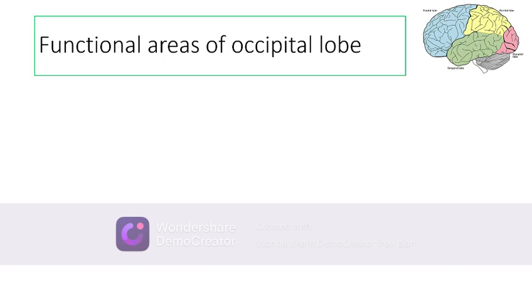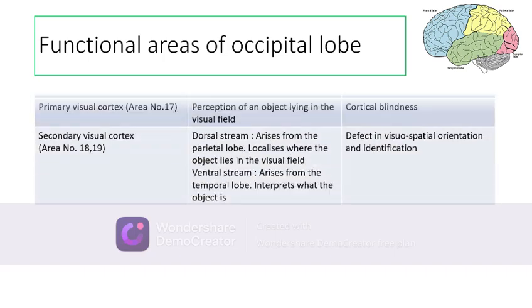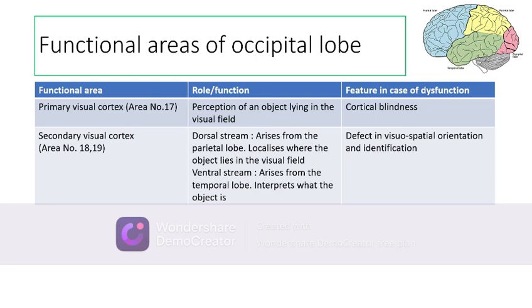Now, what are the functional areas of the occipital lobe? The occipital lobe is involved in vision. It houses the primary visual cortex, Brodmann's area 17, and the secondary visual cortex, Brodmann's areas 18 and 19. The primary visual cortex is involved in perception of an object lying in the visual field, and if it is dysfunctional, patients present with cortical blindness.